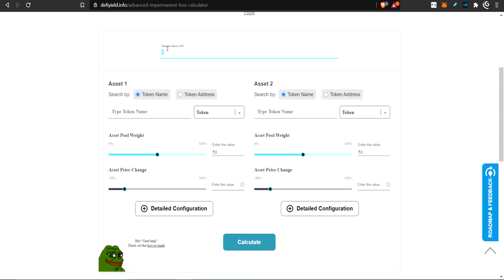First thing you want to do is put in the value. Let's just put something simple, 1,000 US dollars. This is the total value of all the assets you're going to put into this impermanent loss calculator, or the pool that you're considering.